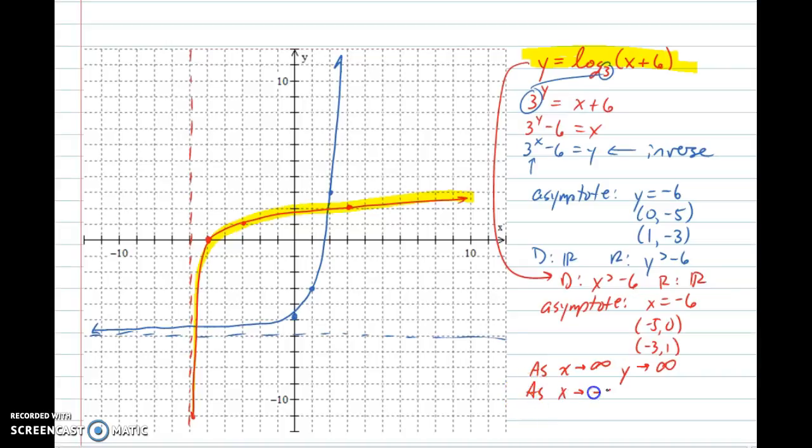As x goes to negative infinity, y is undefined, because we can't get past that asymptote. The domain doesn't go to negative infinity. It only stops at negative 6. We can say as x approaches negative 6 from the right, y goes to negative infinity, and that's how we describe that graph.